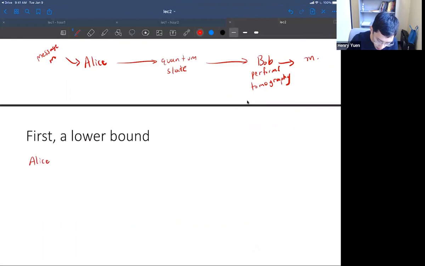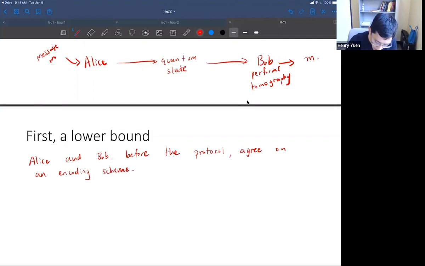Alice and Bob, before the protocol, are going to agree on some encoding scheme. The encoding scheme is they're going to have a dictionary between classical messages and quantum states.